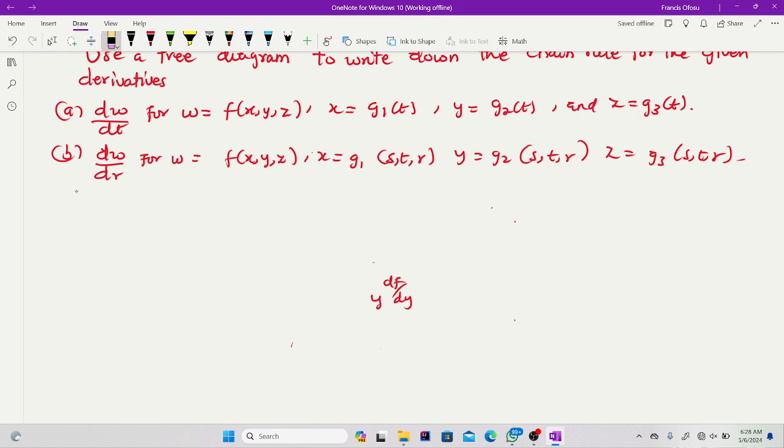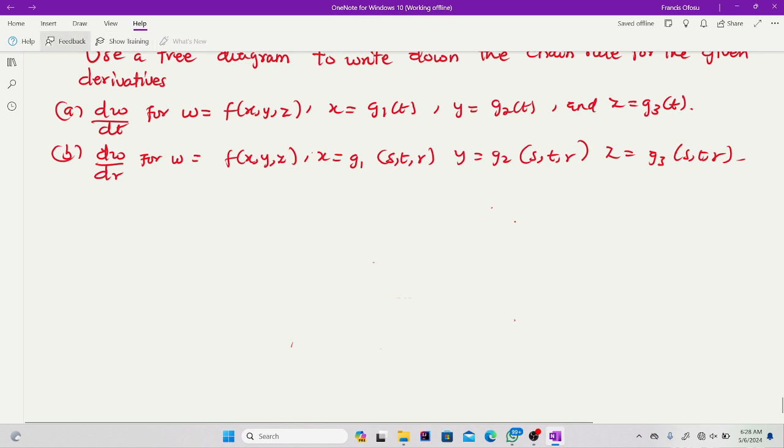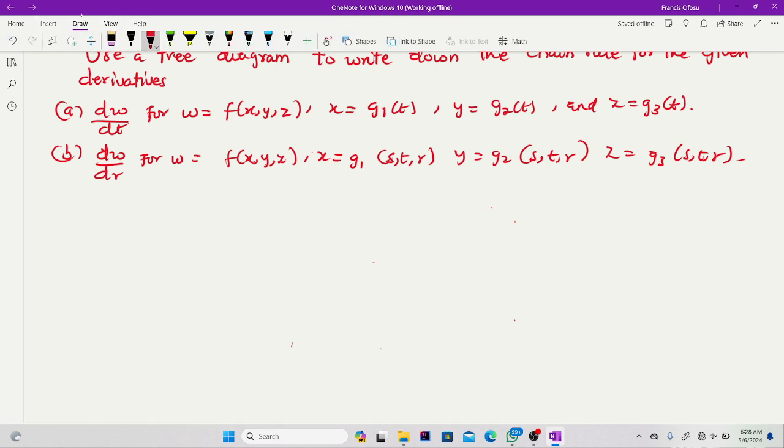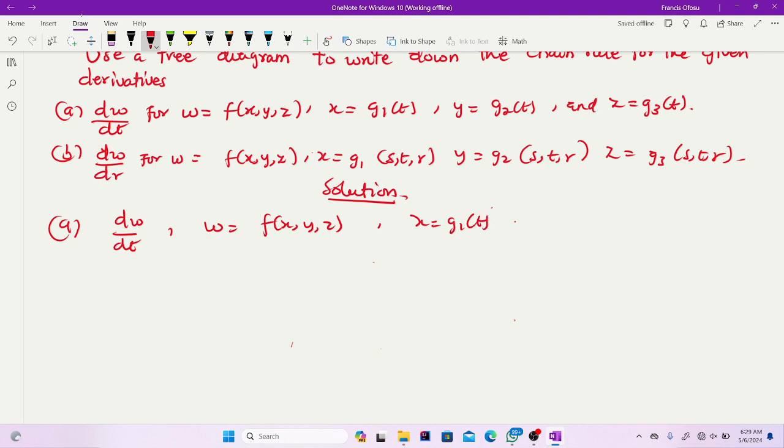Okay, so let's see. Find A. We want to find dW/dt for W, which is equal to a function of three variables x, y, and z, where x is equal to g1 of t, y is equal to g2 of t, and z is equal to g3 of t.